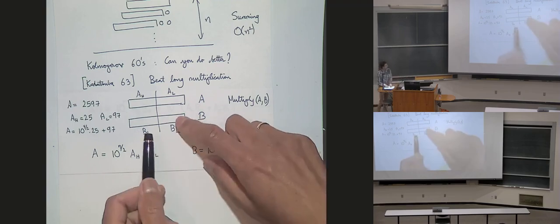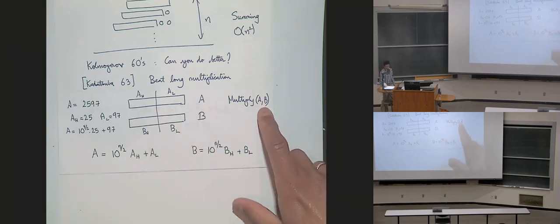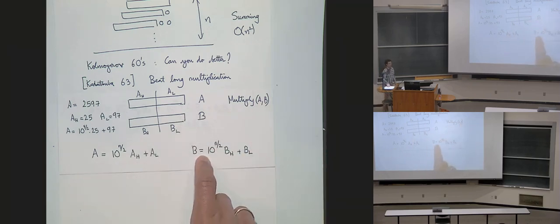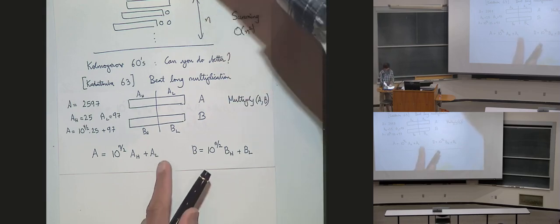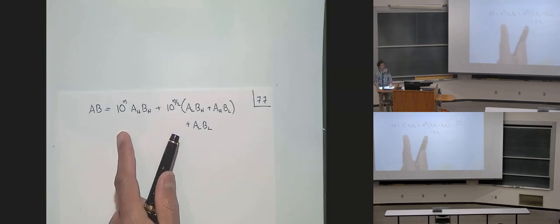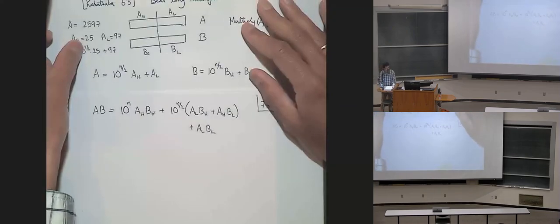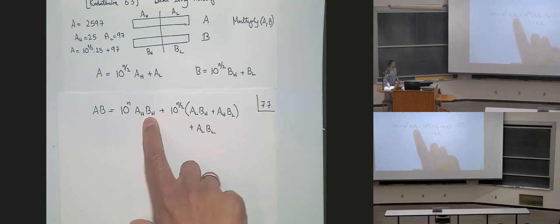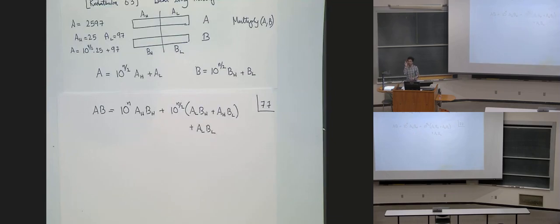The reason I'm doing this is because I want to break up the multiplication of A and B into smaller multiplications, but probably more of them. Okay? Yeah, so far so good? Okay. So then I could write this, right? And these are all multiplications of n over 2 digit numbers. Yeah?